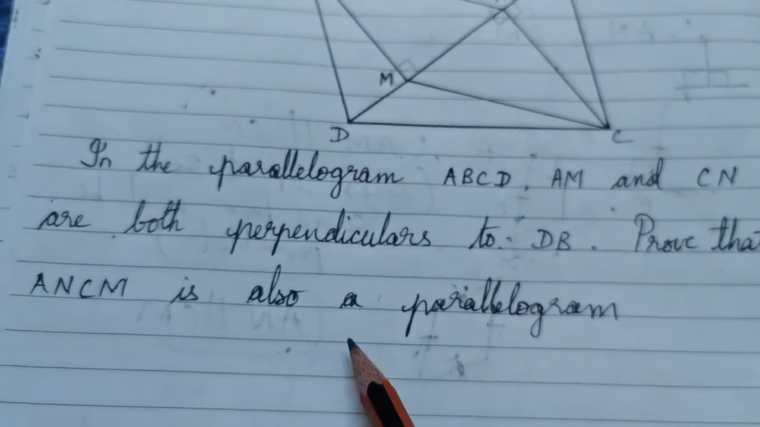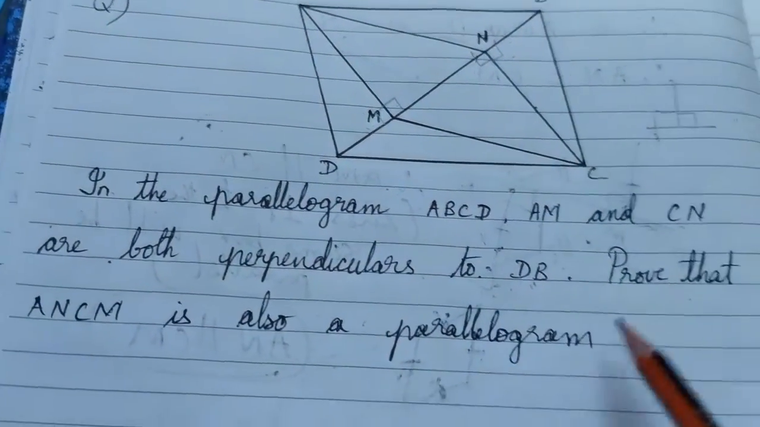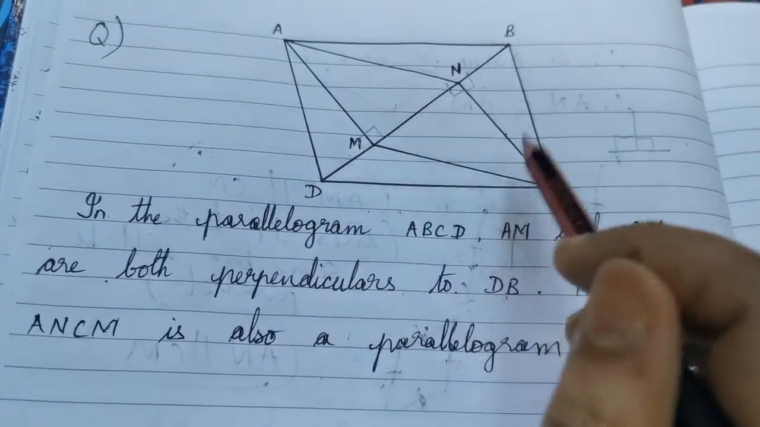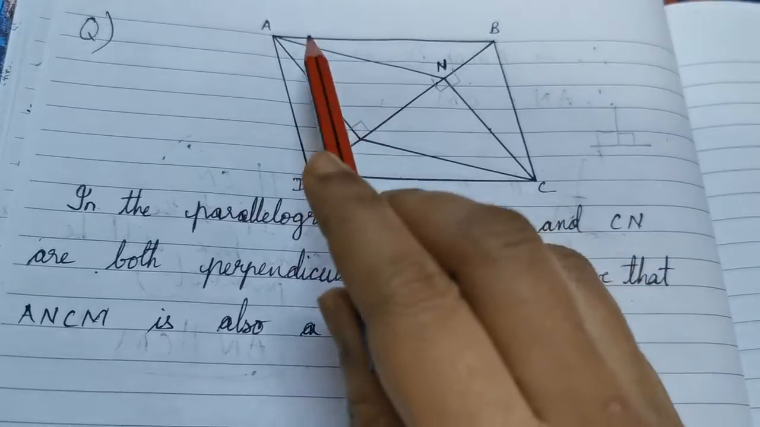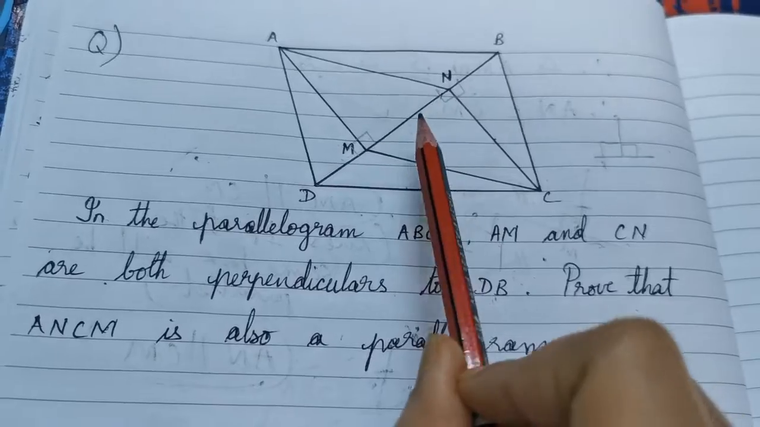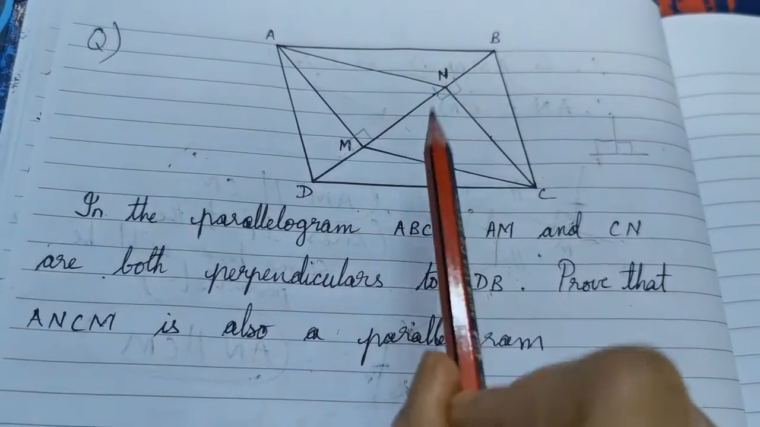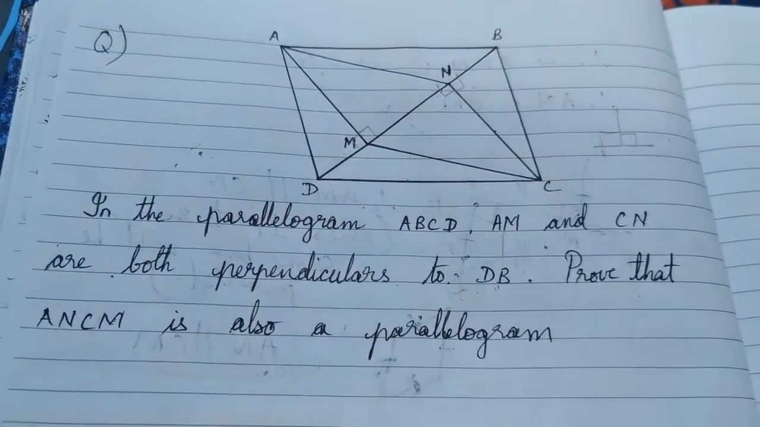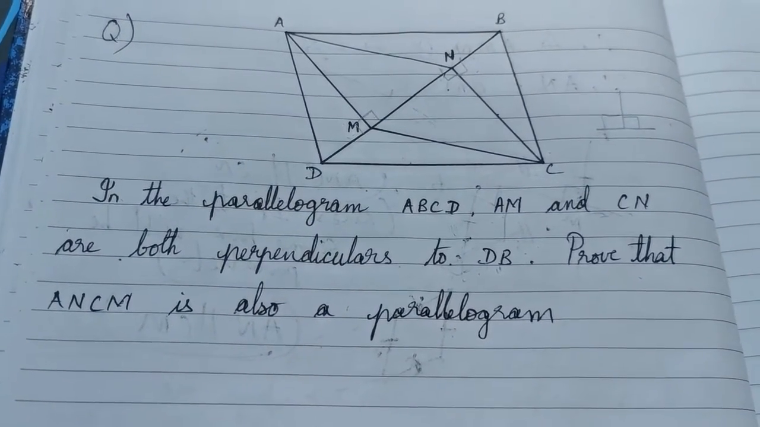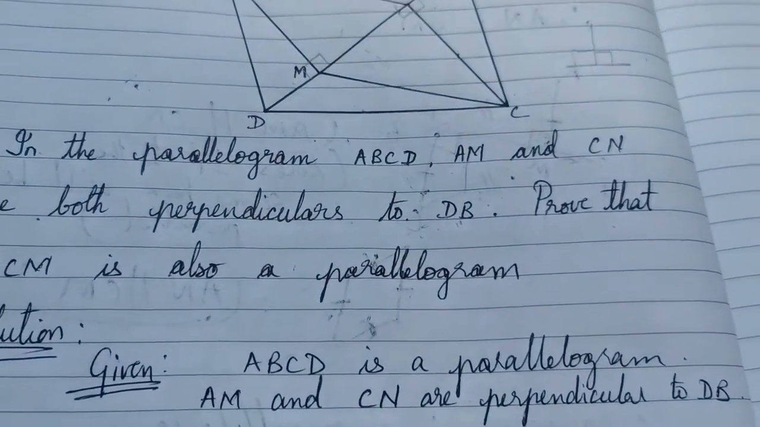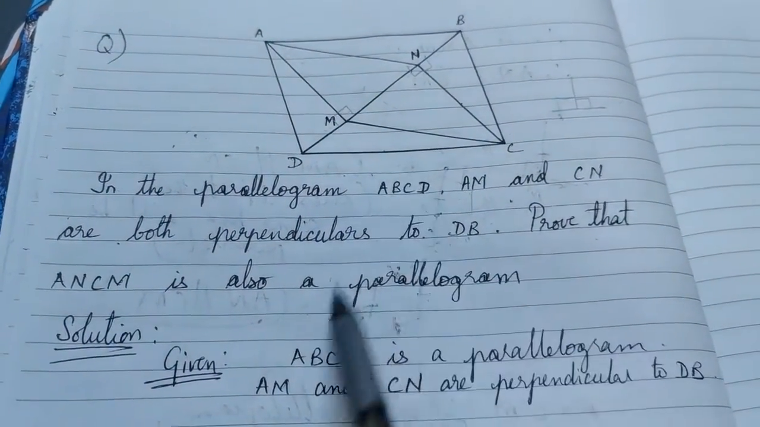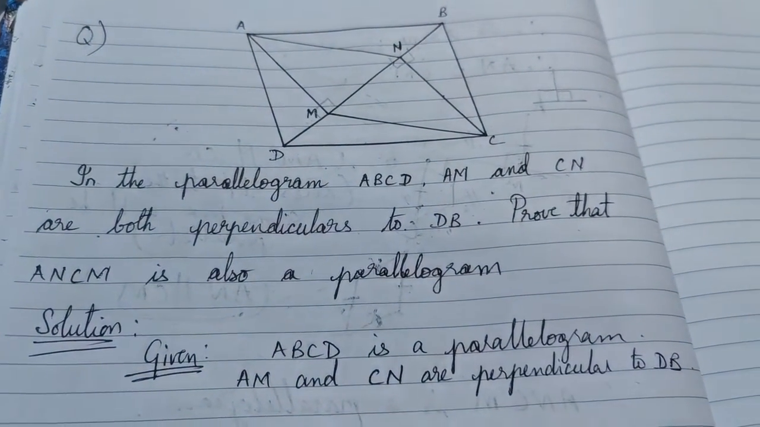Now prove that ANCM is also a parallelogram. We have to prove that there is a four-sided figure inside this parallelogram ABCD called ANCM, and that this ANCM is also a parallelogram. So let's see what we have to do for this. We will write what is given first. I have been given ABCD is a parallelogram and AM and CN are perpendicular to DB.